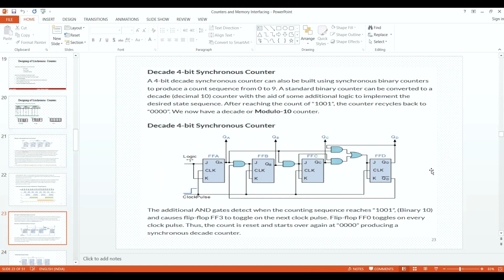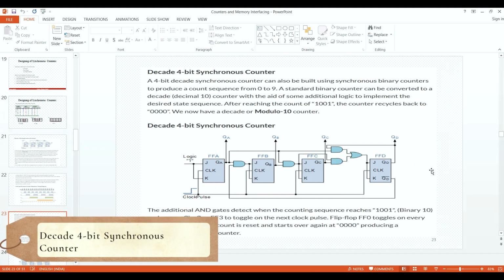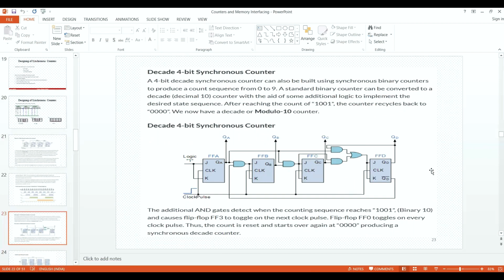Decade 4-bit synchronous counter. When we talk about a decade counter, we are talking about counting from 0 to 9. It's a decimal number; the decade counter's decimal value is 10, as you know very well. So after reaching the count of 1001, it goes back to 0. So you can see we are going 0 to 9 and back to 0.